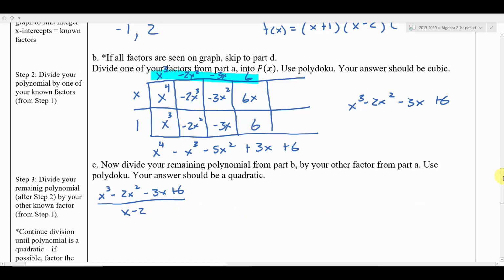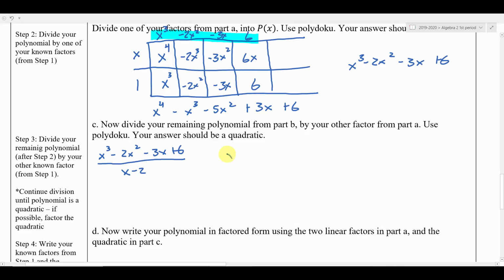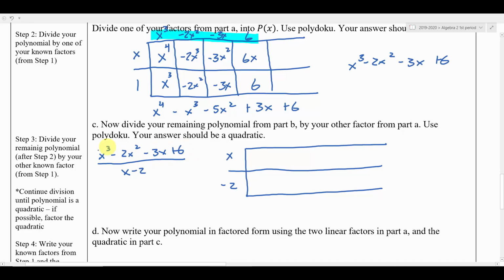And I'm going to set up a PolyDoku to help me with that. Okay, so I'm going to put my x minus 2 along the side, just like that. There we go. I'm going to create my box. And then I'm going to take the x to the 3rd minus 2x squared minus 3x plus 6, and I'm going to put it down here along the bottom. Just like that. And I'm going to create my first column. And x to the 3rd is going to go all by itself right here. And then I'm going to start working my way down.